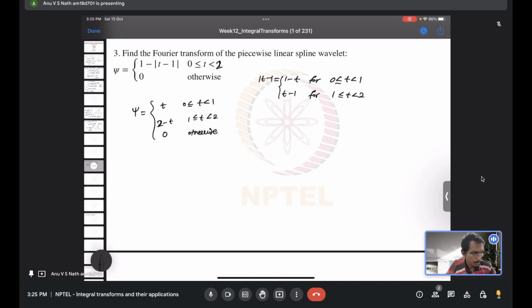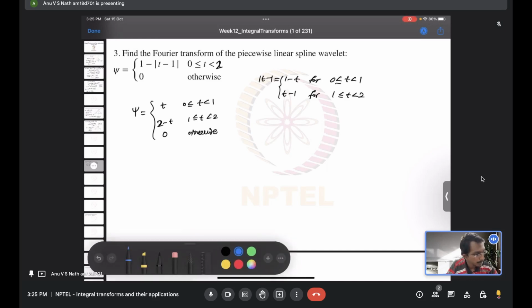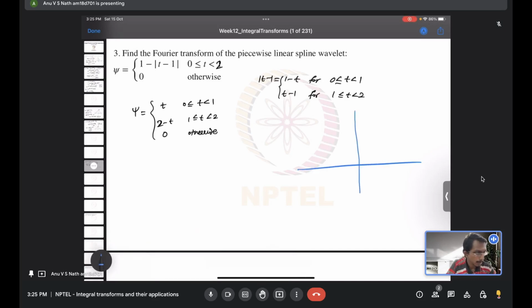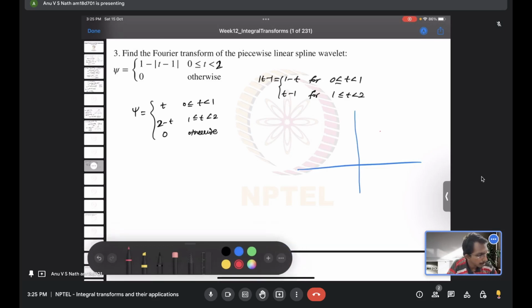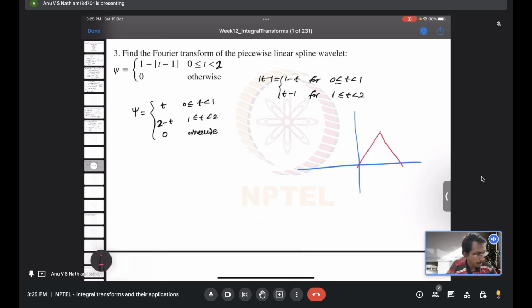So if you draw the function, the wavelet will look like this. It's linear from 0 to 1, a triangular kind of shape. So 0 to 1 and 1 to 2, it's a slope with minus 45, the value being 1 here, so it's the maximum value of psi of t. Okay, and 0 everywhere else. So this is the linear spline wavelet.